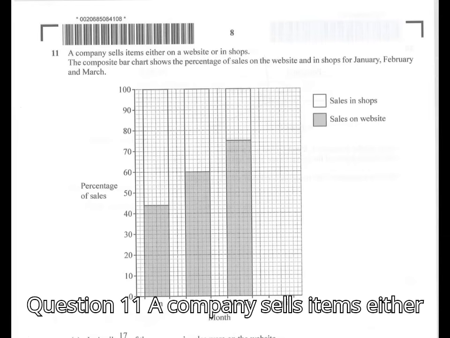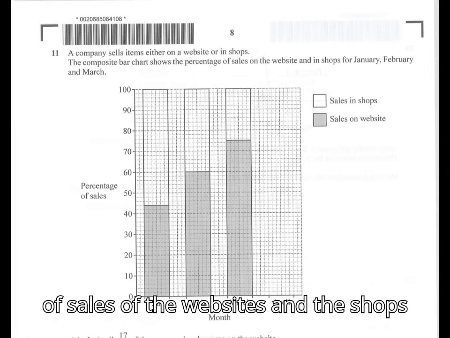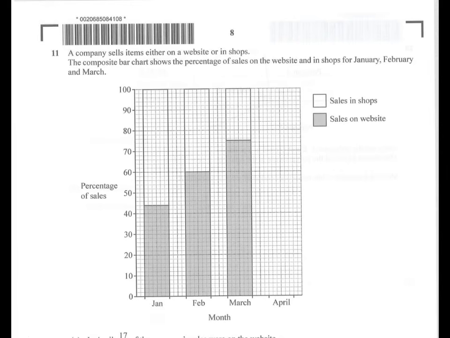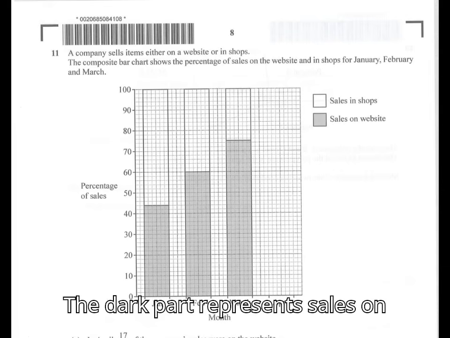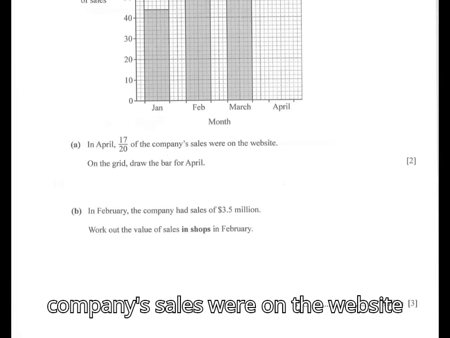Question 11. A company sells items either on website or in a shop. The composite bar chart shows the percentage of sales of the websites and the shops for January, February, and March. The white part represents sales in shops. The dark part represents sales on website.